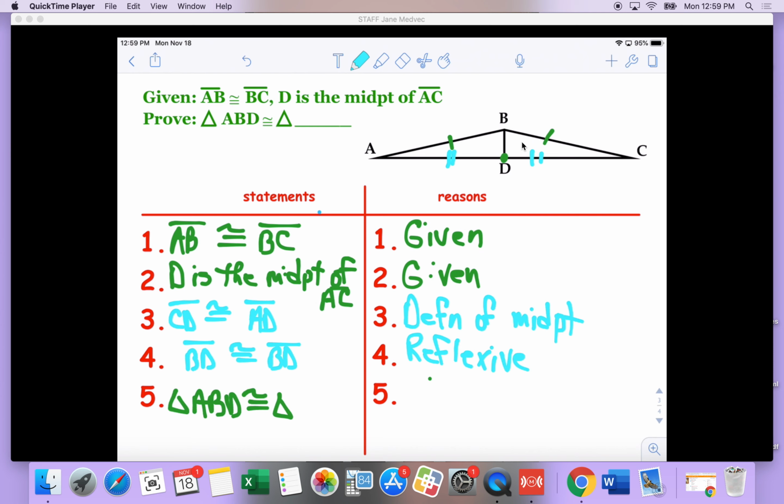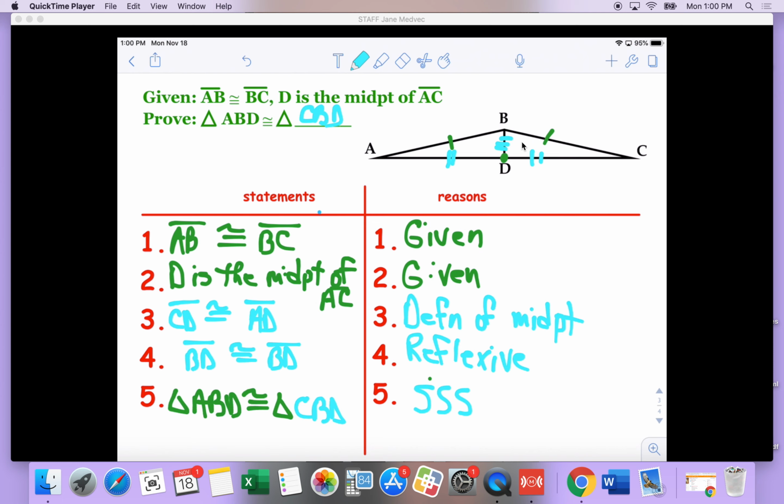And then finally, this is side, side, side, but I need to name my triangle. So ABD is congruent to CBD. Yep, CBD. And then notice that I marked up my picture with the reflexive property. Questions?